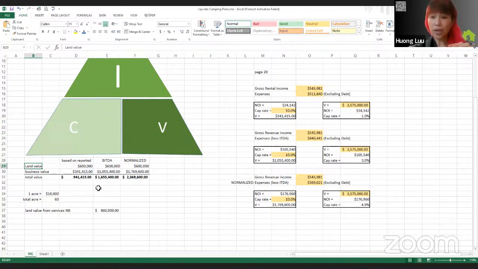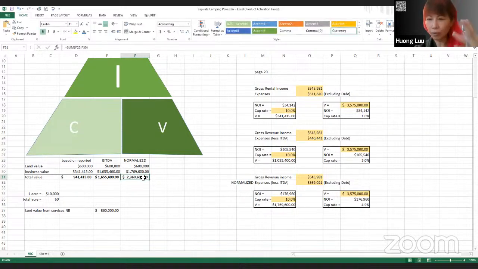There is a land value there, but because this is a business, the land value is already included. So this number here, this 600,000, should actually be zero. That means that once the data is normalized, the business value plus the land is actually 1.77. It's not 2.34.